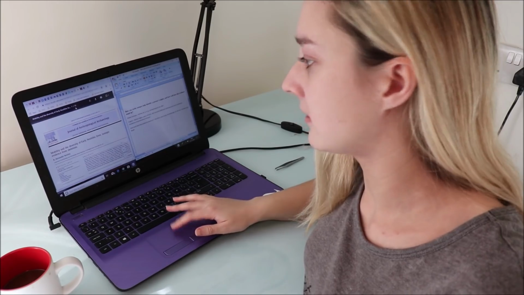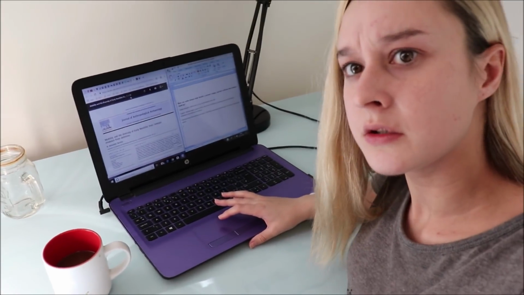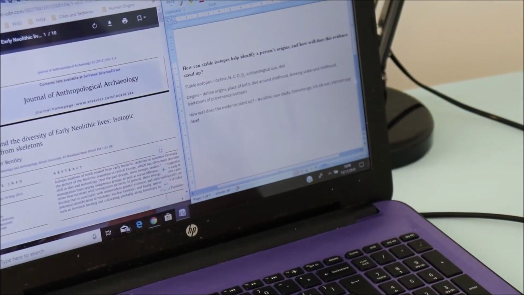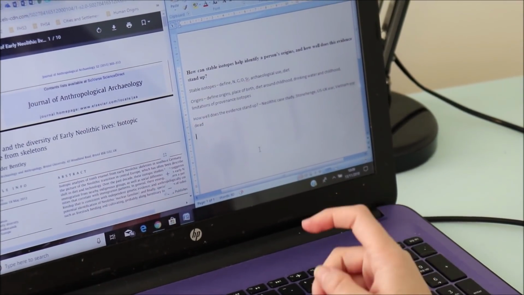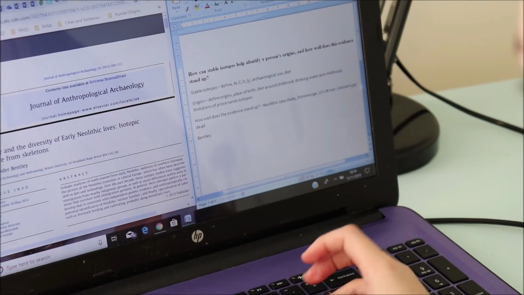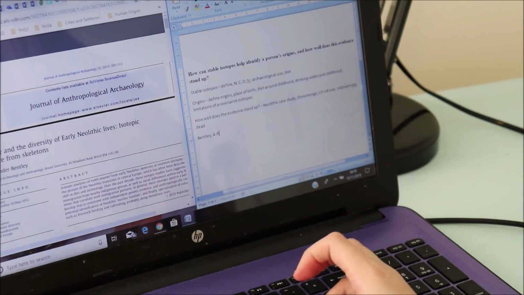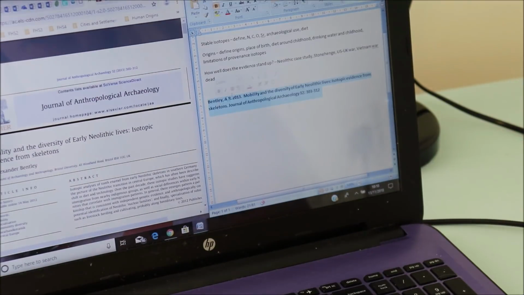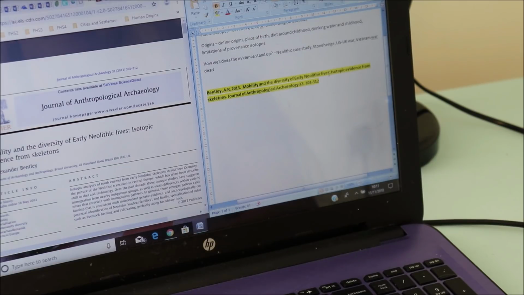So this one is only 10 pages. It is on the Neolithic. What I'll do is I'll write out the reference. So for example, this is Bentley AR 2013, and I will put my notes underneath this. I'll also highlight it because it's easier to see, and then hopefully by the end of it I'll have quite a lot of notes that I can put into a plan.